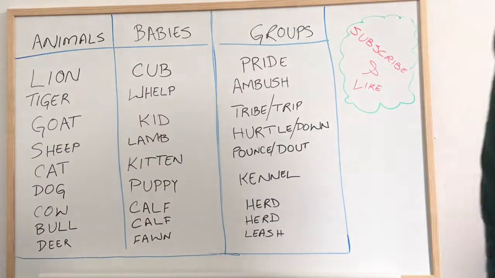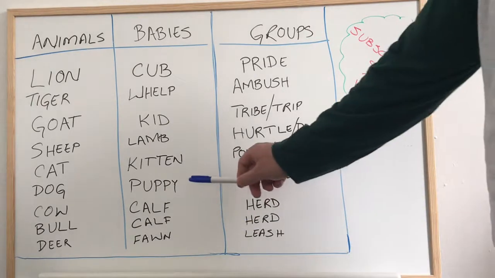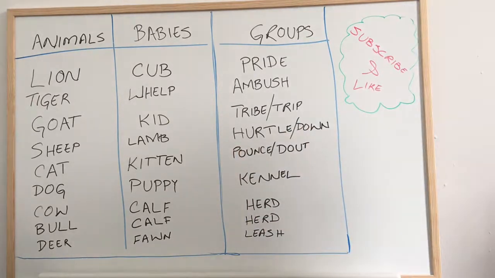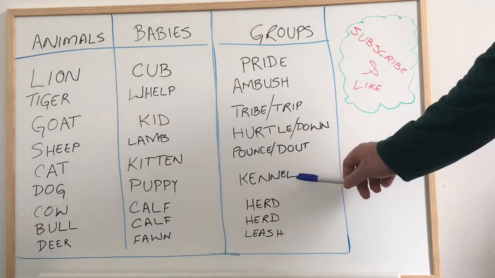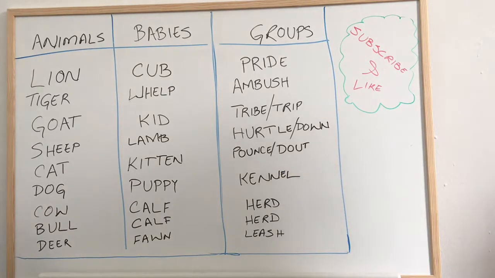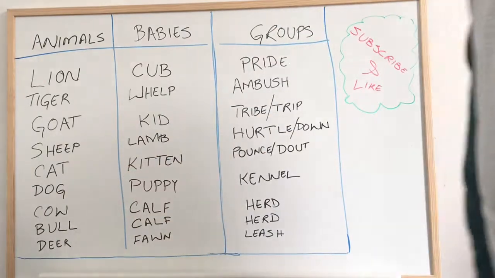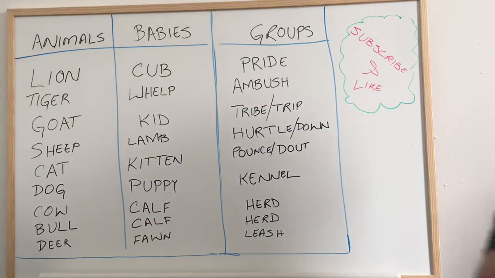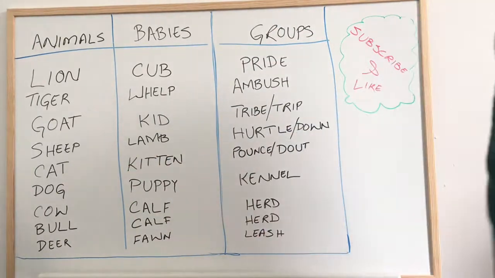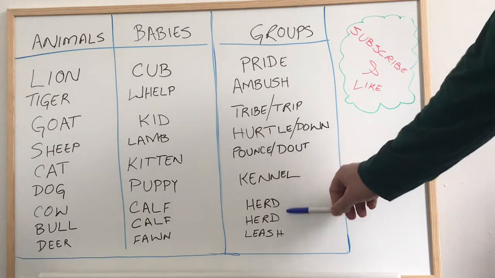Dog. The baby dog is called puppy, and the group of dogs is called kennel. Cow. The baby cow is called calf, and the group of cows is called herd.